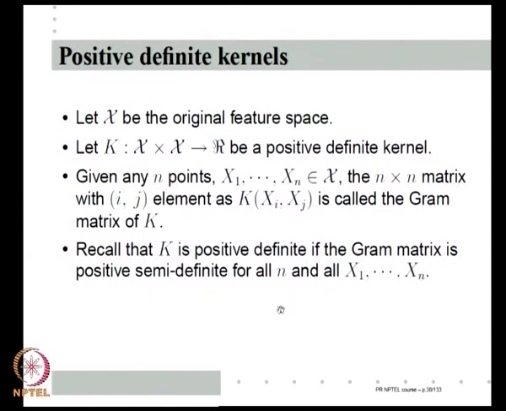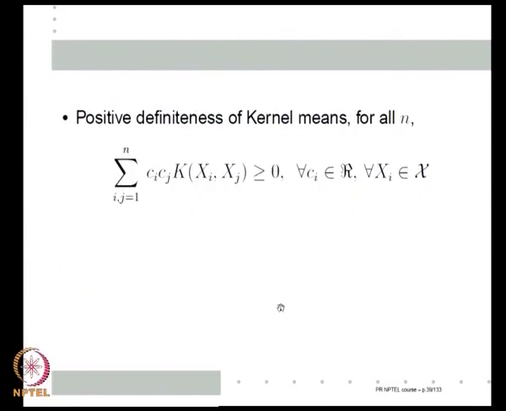Okay. This is what we defined earlier. Specifically, because the quadratic form has to be greater than or equal to 0: if k is a positive definite kernel, then for every n and every x1 to xn, the summation over i and j going from 1 to n, ci cj k(xi, xj), this is the quadratic form of the Gram matrix, is greater than or equal to 0 for all scalars ci.